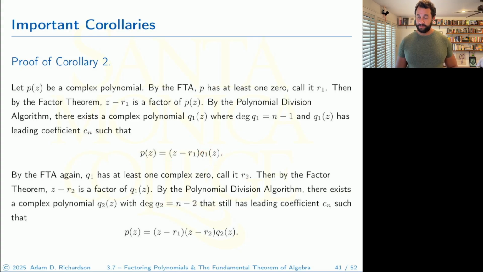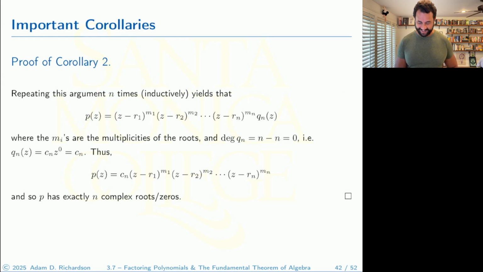Well, guess what? Repeat the process. Repeat the process by the fundamental theorem of algebra again. This polynomial has at least one complex zero. Call it R2. Then, by the factor theorem, z minus R2 is a factor of Q1 of z. By the polynomial division algorithm, there's another complex polynomial, Q2 of z, with degree n minus 2, that still has the leading coefficient C sub n, such that we can now write P of z as this times that. Maybe you can see where this is going.